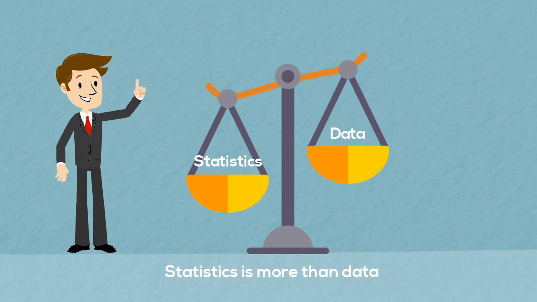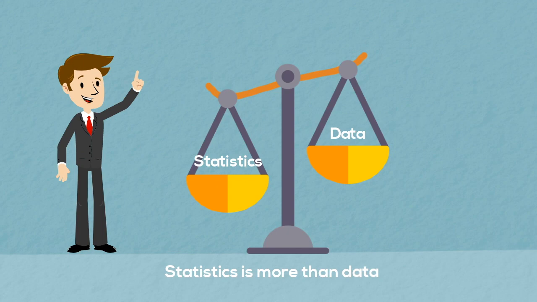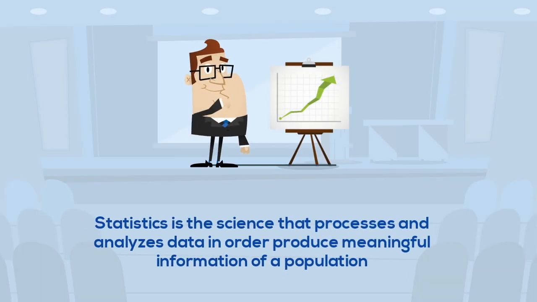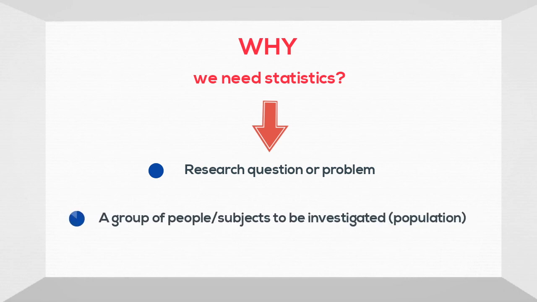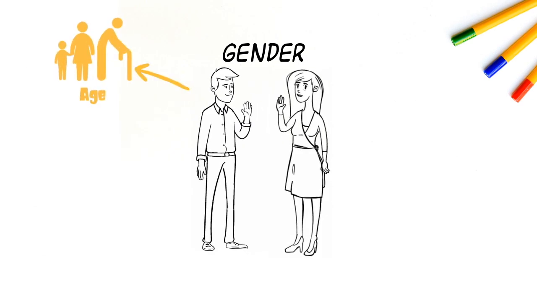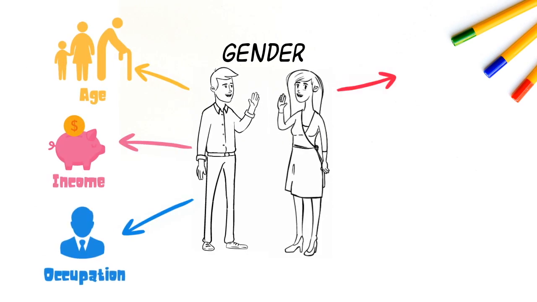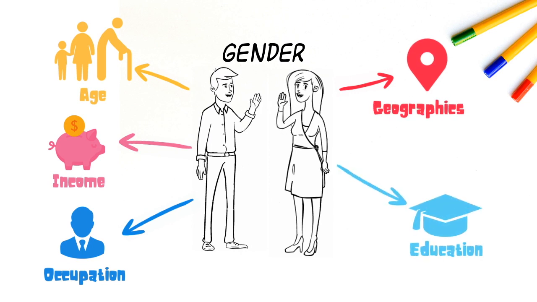Statistics is the study of the collection, analysis, interpretation, presentation, and organization of data. Statistics is the science that processes and analyzes data in order to produce meaningful information of a population. But just what is statistics and why do we need statistics? You may associate statistics with numbers that indicate birth rates, crime rates, marriage and divorce rates, and so on.